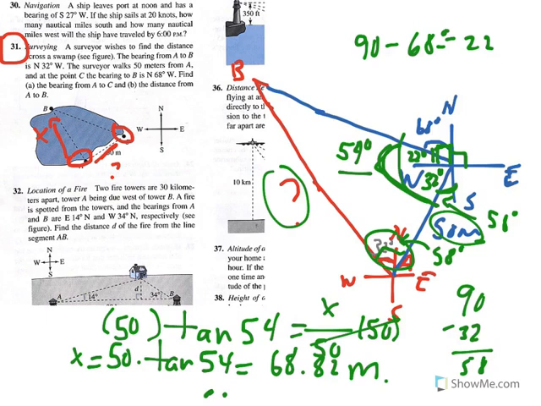Now I was asking, what's our angle from A to C? And we actually already knew it, because it was this angle right here, which we found was 58 degrees. So our angle from A to C is 58 degrees.